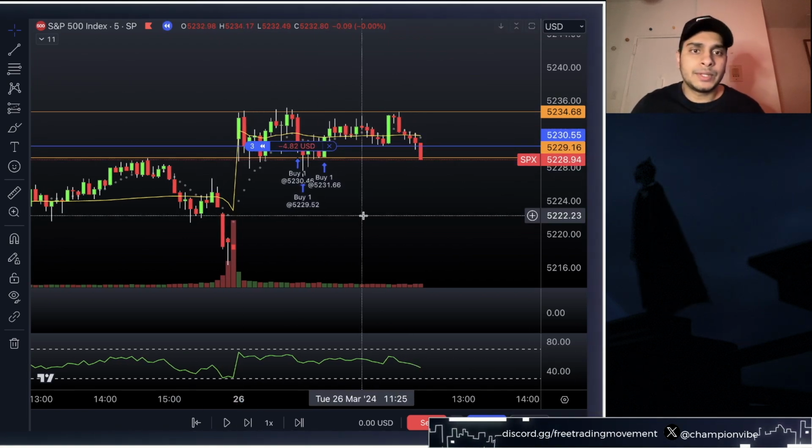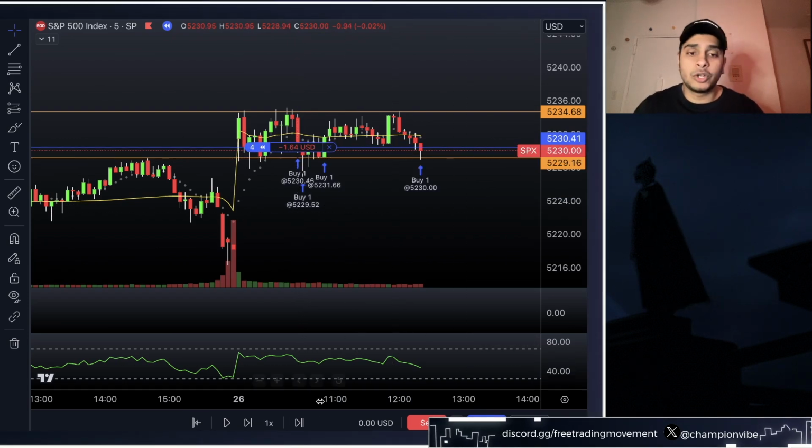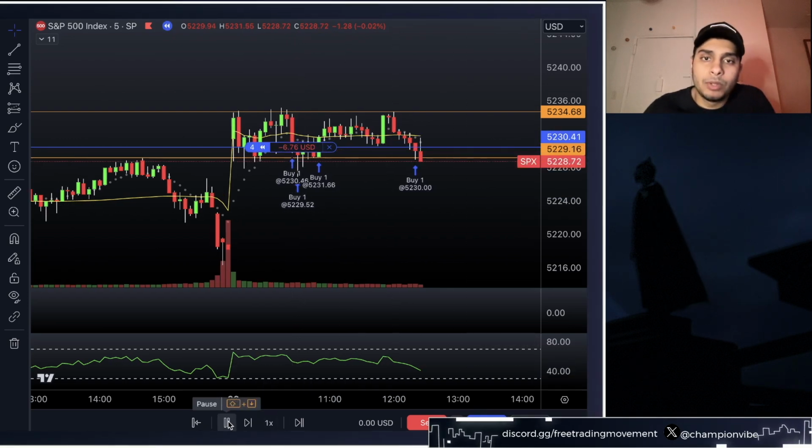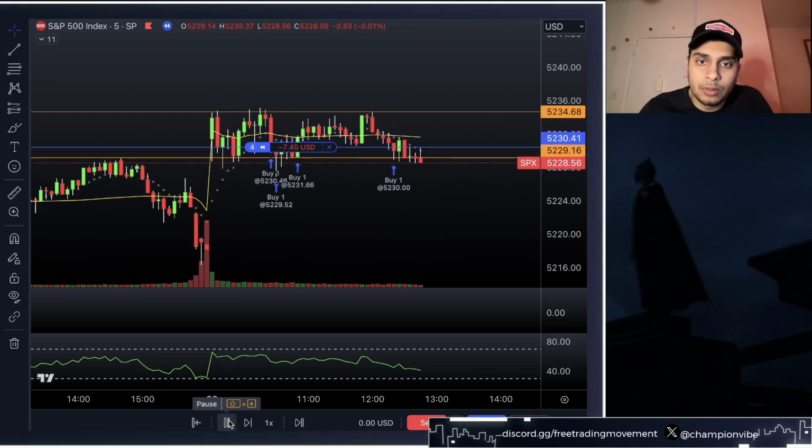And okay, we're testing this one more time. We bounced off this level the last 2 times. I'm going to buy another contract. 4 out of 5 contracts filled. And now I'm looking for the breakout, but guess what happens? Oh no, we're actually going lower and lower.